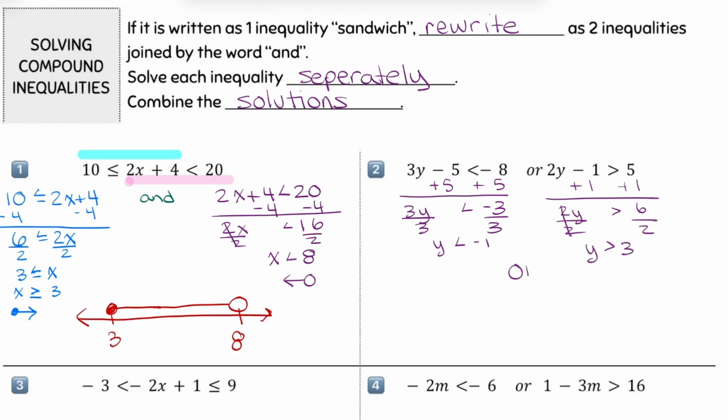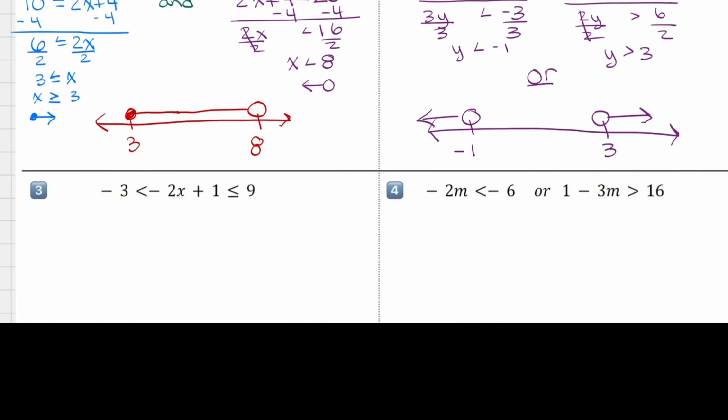So remember, this is an or. Either solution will fit. Kind of like your mom saying, you can clean the bathroom or you can clean the kitchen. She's happy with either one. So you can be bigger than 3 or you can be less than negative 1. And each of those work.